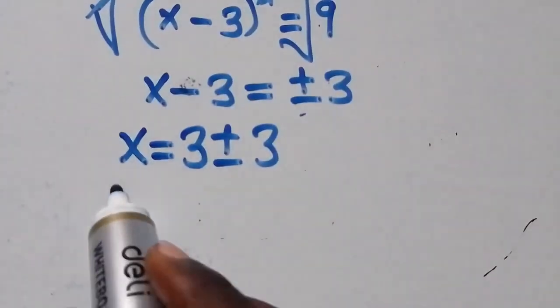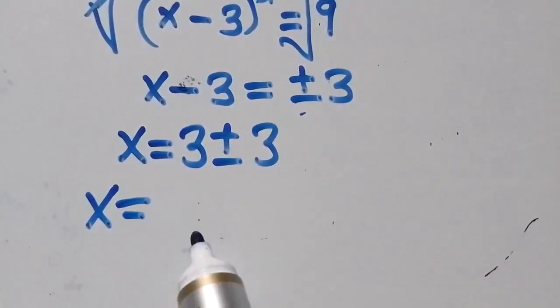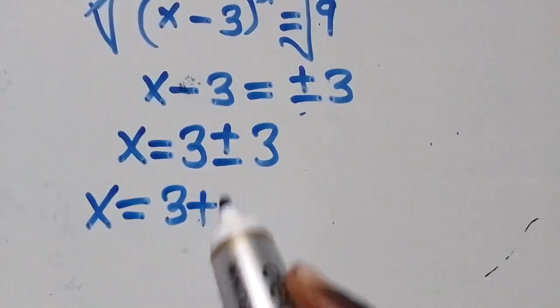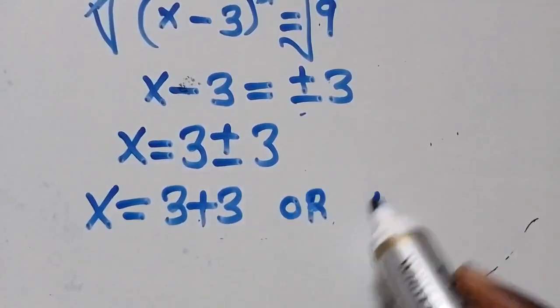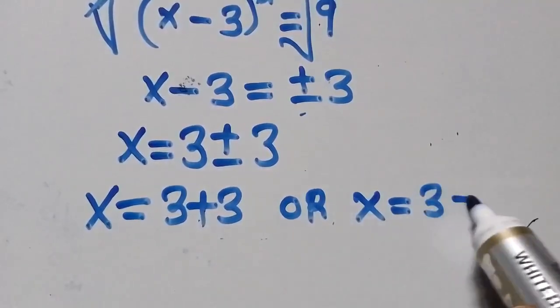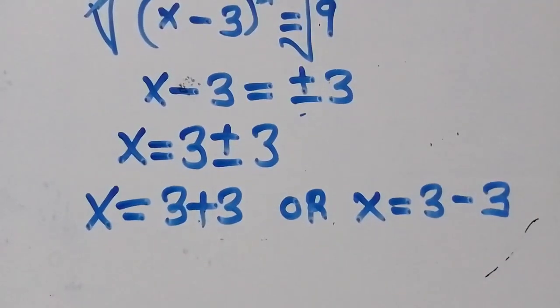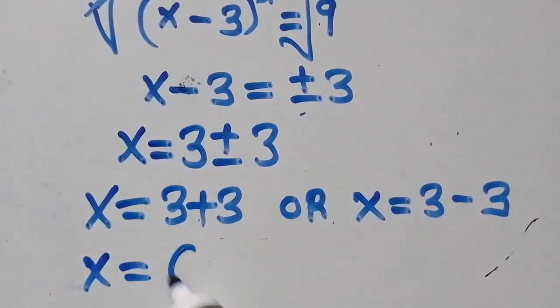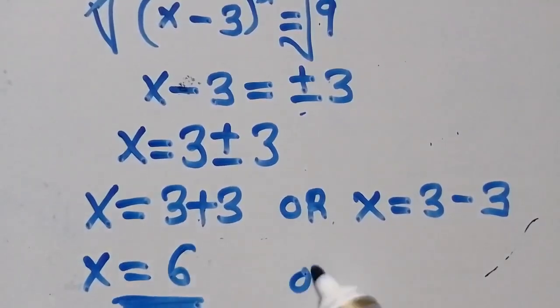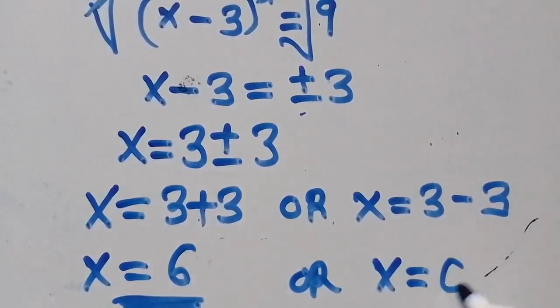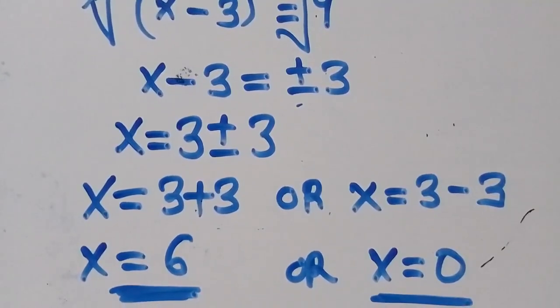So from here, you can now continue where you say x is equal to 3 plus 3, or x is equal to 3 minus 3. This is what we are going to do. So x is equal to 6. This is your first answer. Or x is equal to 0. So these are the two answers that we need to get. So x is equal to 6 or x is equal to 0.